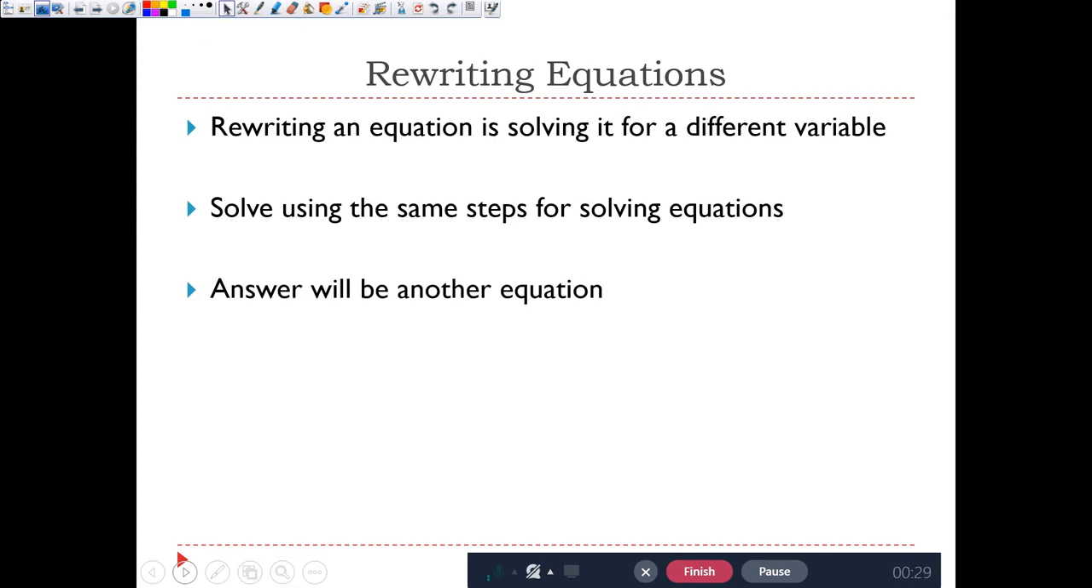So we're going to distribute first, then multiply by the LCD to eliminate fractions, then combine like terms. Then we're going to add or subtract to move the variable to one side. Then we're going to add or subtract to move the variable to the other side. And then we're going to divide to get the variable by itself. The important thing to remember here is that your answer is going to be another equation.